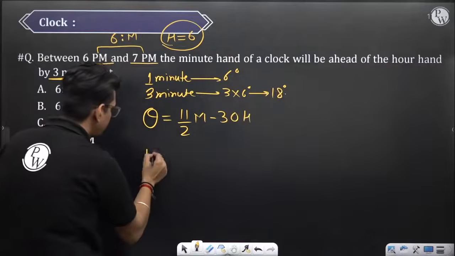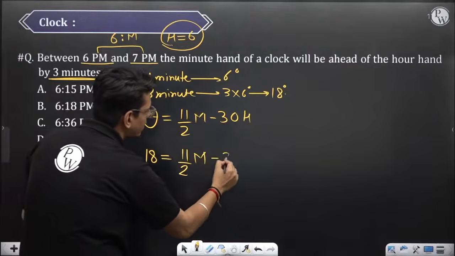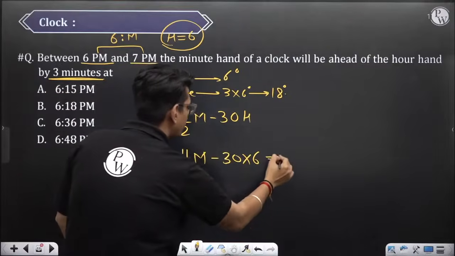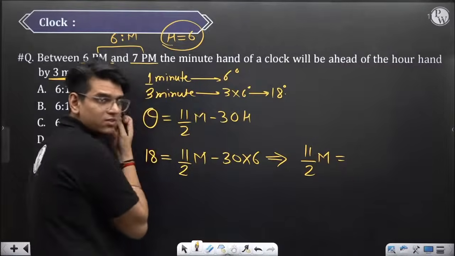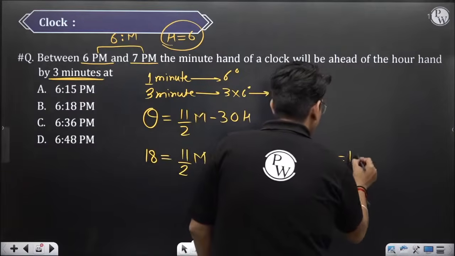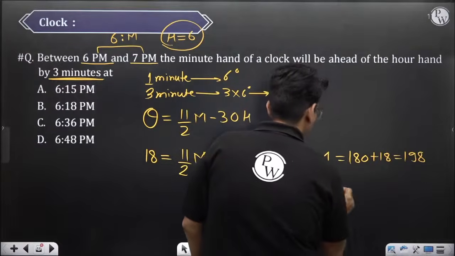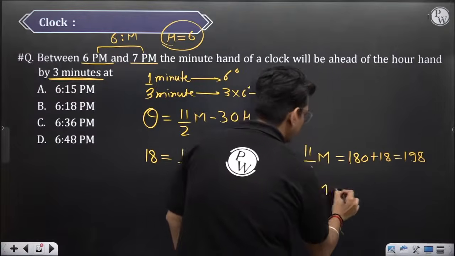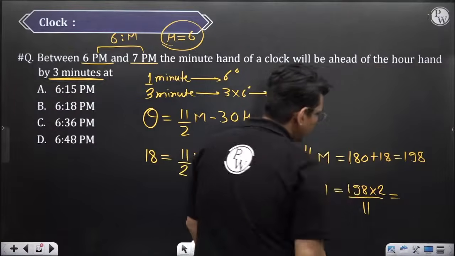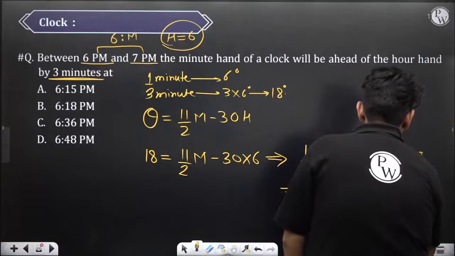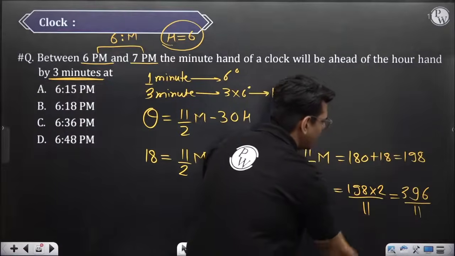Theta is 18, the angle between the hands. Now this is 11 by 2 m minus 30 into 6. From here we can say 11 by 2 m is nothing but 30 into 6, which is 180, plus 18. This is 198. So m is nothing but 198 into 2 by 11. Calculate this, you will get 396 by 11.